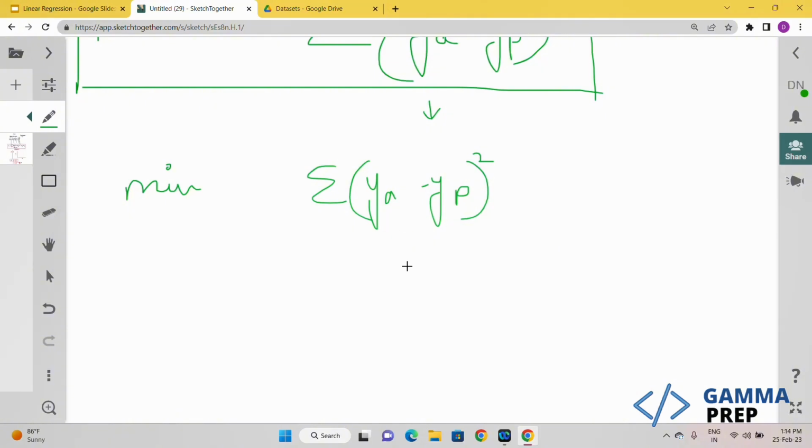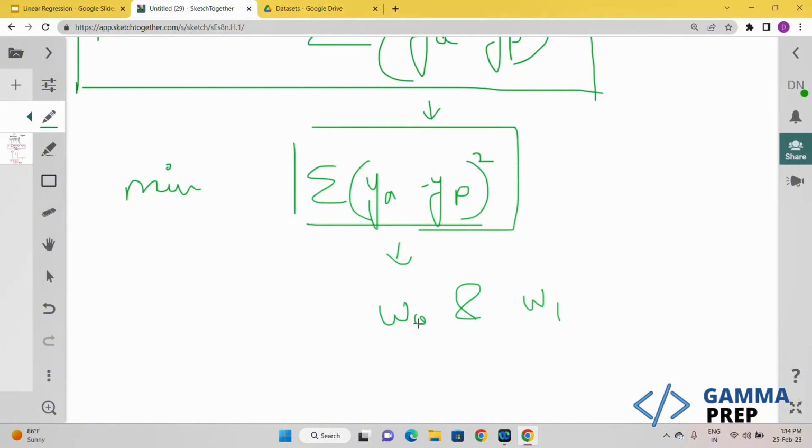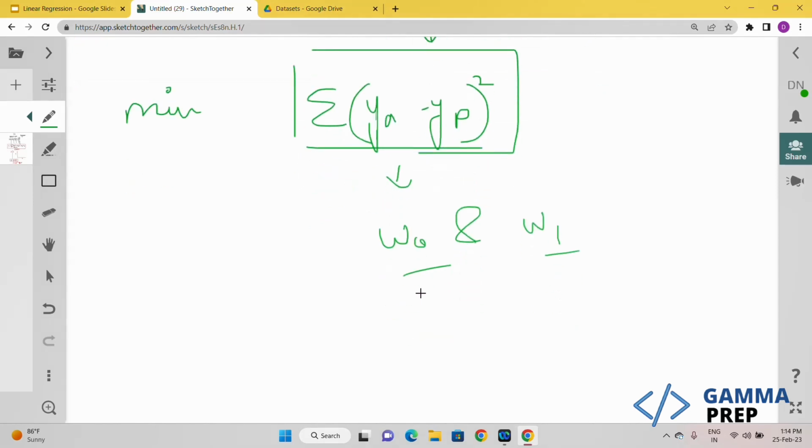And in the process of minimizing, we will get what the W0 and W1 values are which give us this least error. So basically, we will try to minimize this and we will figure out what are the W0 and W1 which give us the least error. And those W0 and W1, let's say the W0 comes to be 2, W1 comes to be 3. So our best fit model or our linear regression model becomes y is equal to 2 plus 3x. So this is how we get our model.